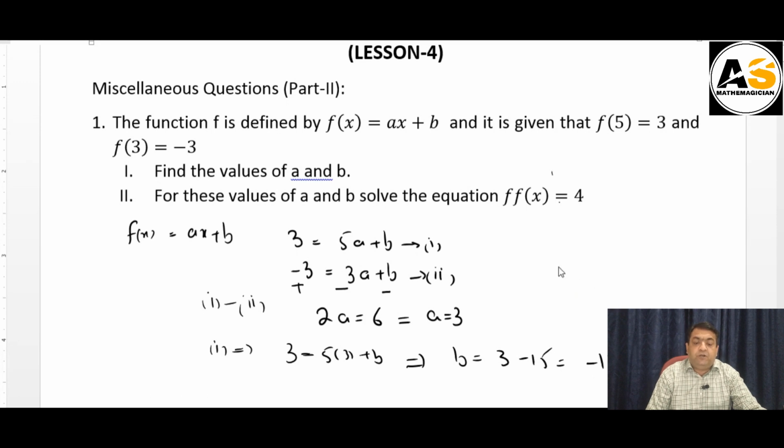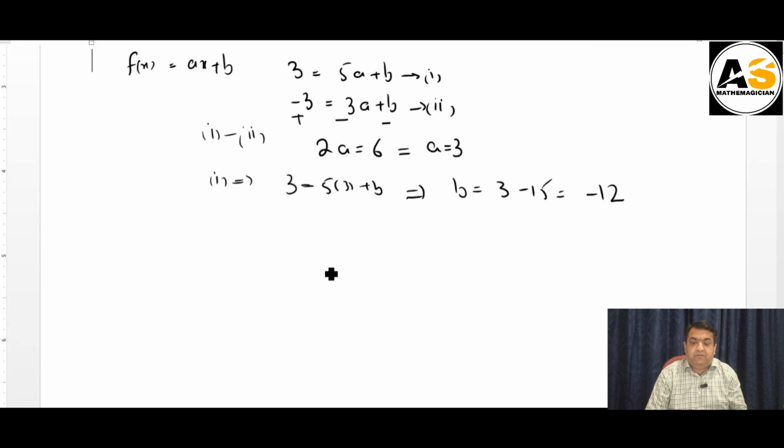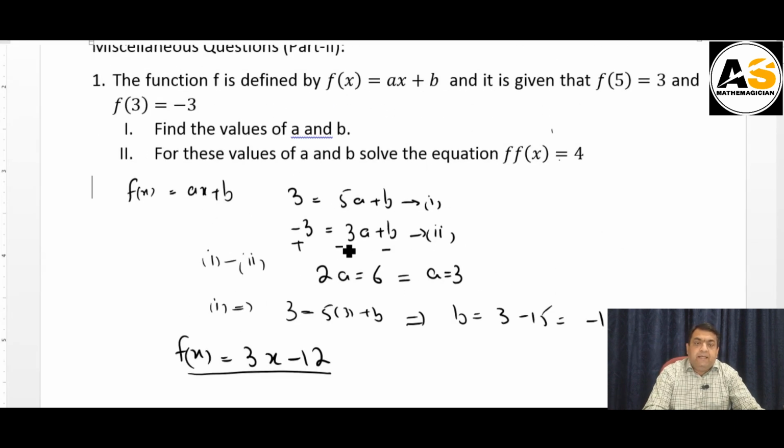So by putting these two values, a is equal to 3 and b is equal to minus 12. So this actually was the function. Now look at the second part of this question. It says we have to solve this equation: f of f of x is 4.